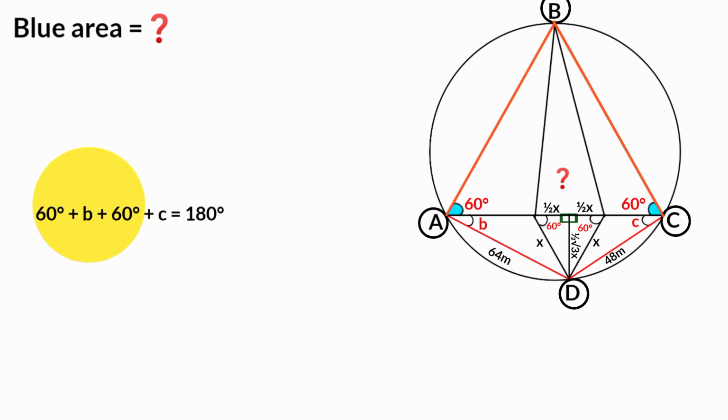Here 60 degrees plus 60 degrees is 120 degrees. Take 120 degrees and B to the right hand side of the equation. So C equal to 180 degrees minus 120 degrees minus B. 180 degrees minus 120 degrees is 60 degrees. So C equal to 60 degrees minus B. That is, the size of this angle is 60 degrees minus B.